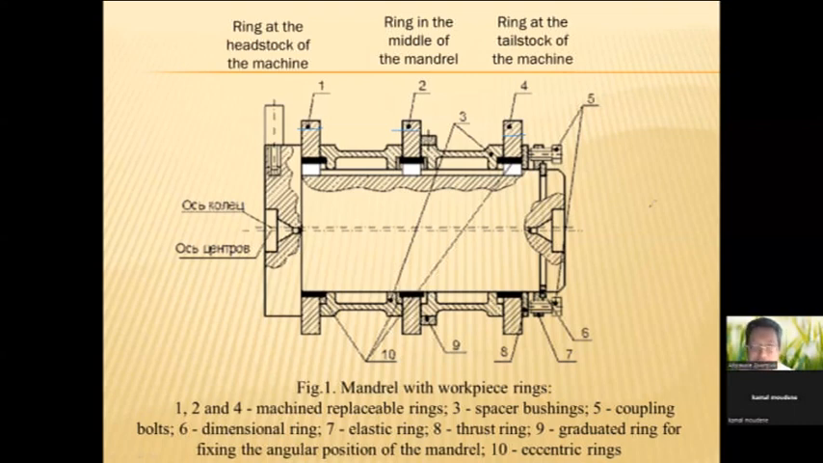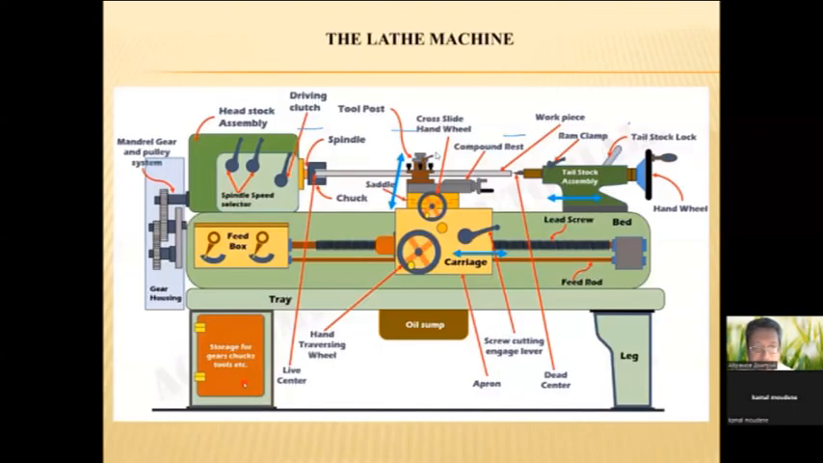Let's see where on the machine are the headstock and tailstock. There are headstock and there are tailstock of the machine. And we use the mandrel like a workpiece between headstock and tailstock.